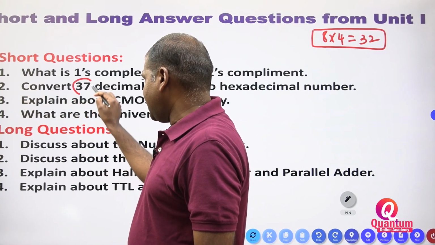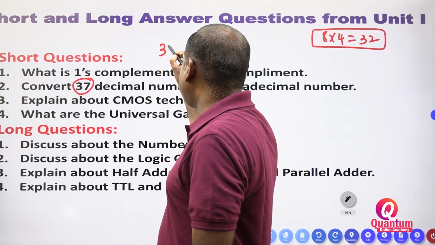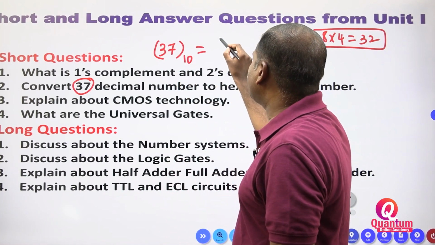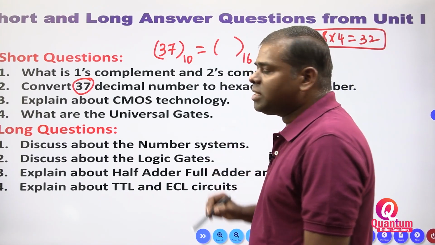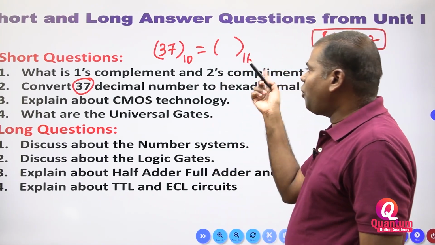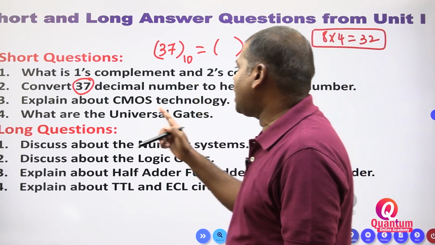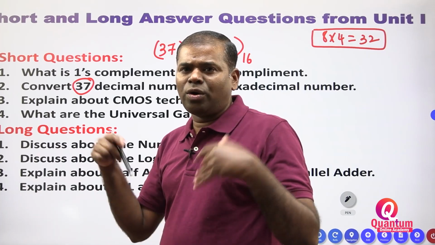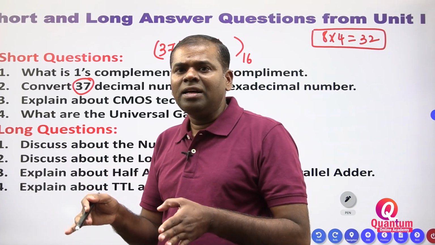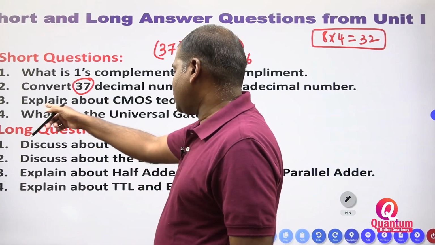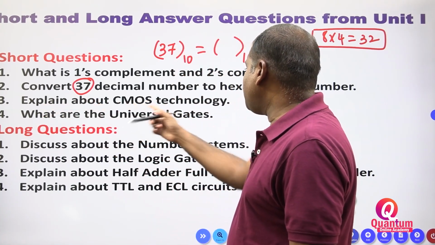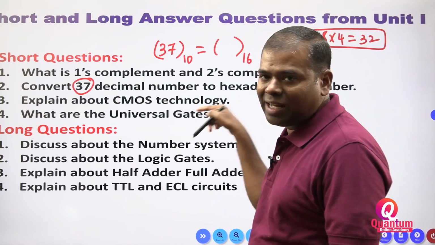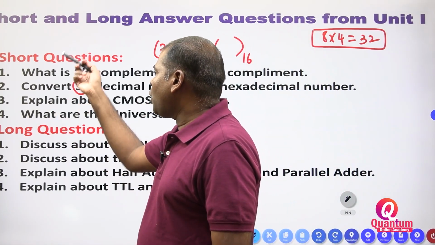Convert 37, a decimal number, whose base is 10, into a hexadecimal number. You have to explain how we convert it. Then you will get such problems in a short question or long question also. 4-5 questions they will add. Then they will ask as a long question also: explain about the CMOS technology, complementary metal oxide semiconductor technology for logic circuits. So that technology you have to explain.